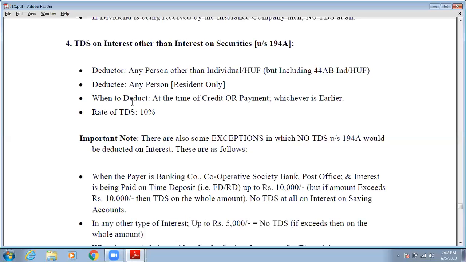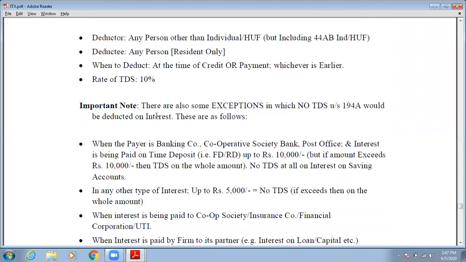Okay. When to deduct? When will you deduct the tax? At the time of credit or the payment, whichever is earlier. Rate of TDS is 10%. Now see, there are some important notes. There are also exceptions in which no TDS under section 194A would be deducted on interest.